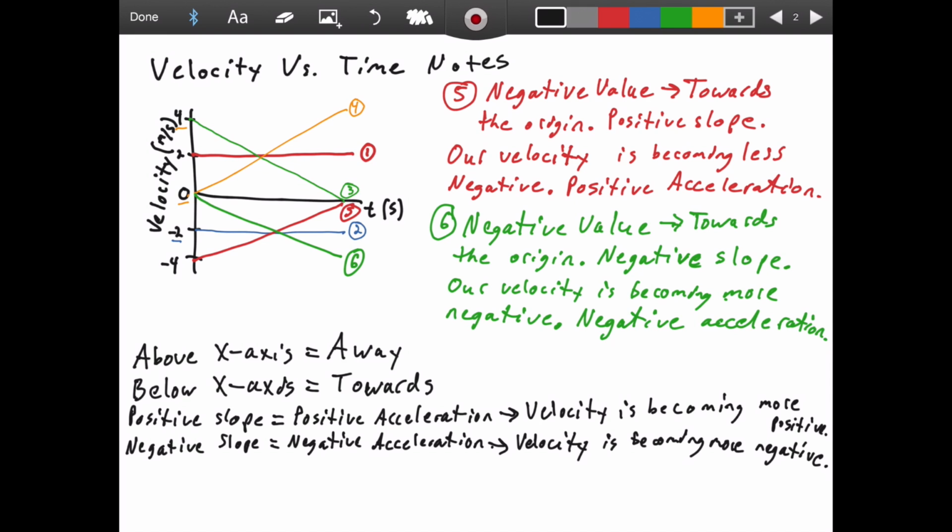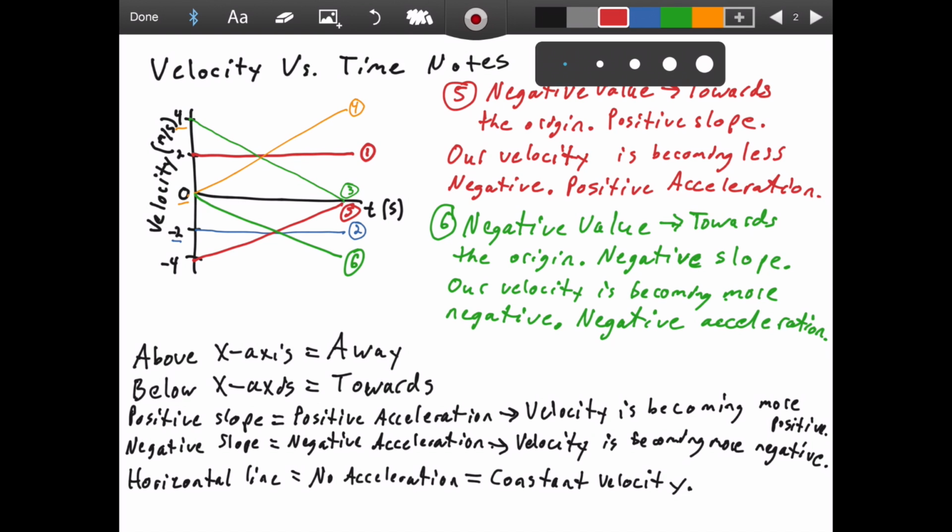Now that we've talked about positive and negative slope, it's time to talk about a horizontal line, because a horizontal line is neither positive nor negative. And because it's neither positive nor negative, that means that it does not have any acceleration. So if there is no acceleration present, that means that we have a constant velocity. If we're looking at our graph above, we can see that lines 1 and 2 are horizontal lines. If we read the graph, we can see that our velocity for line 1 is 2 meters per second, and that doesn't change during the duration of our graph. Same for line number 2, our velocity is negative 2 meters per second, and that doesn't change either throughout the graph.